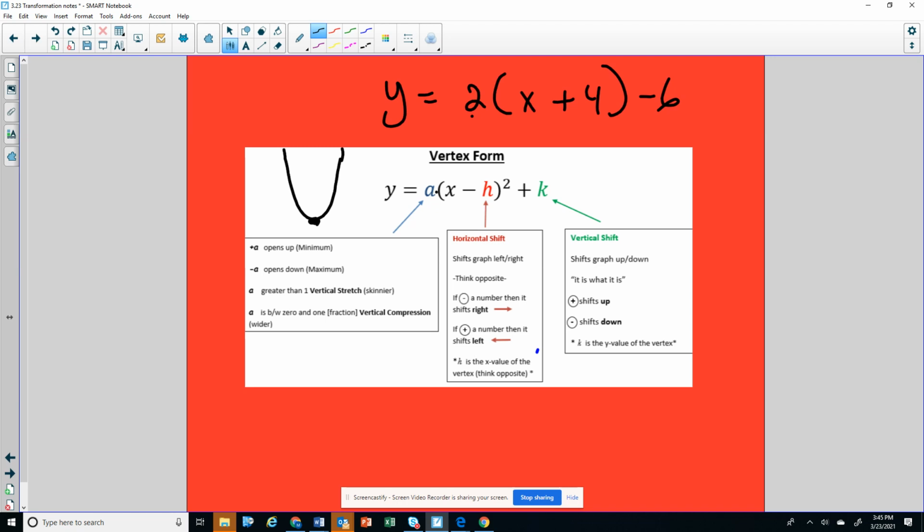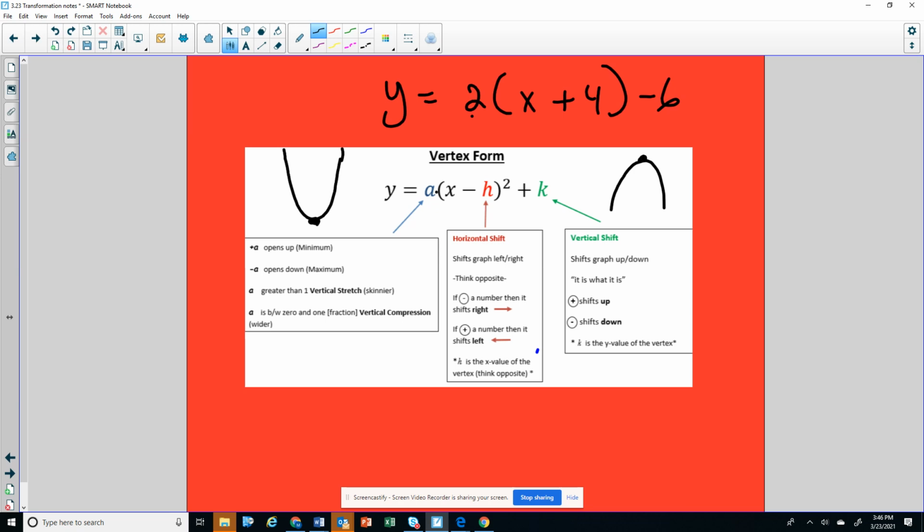See that? And conversely, if A was negative and the graph opens downward, you get a maximum point. All right, so that's one of the key things I want you guys to remember. Now, here we're going to talk about stretch.